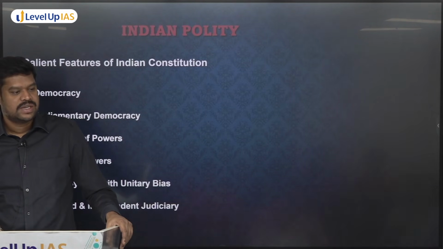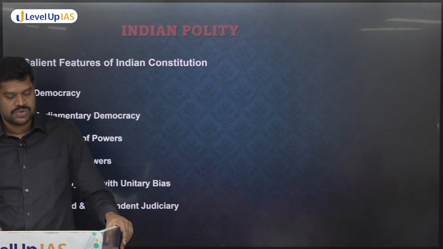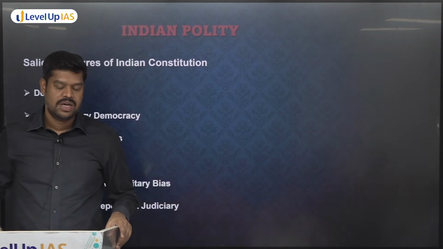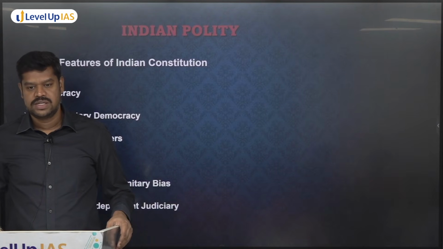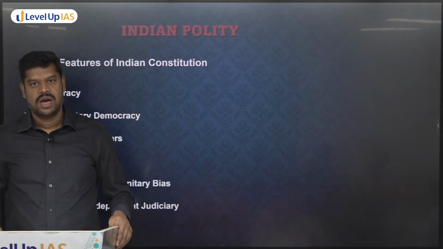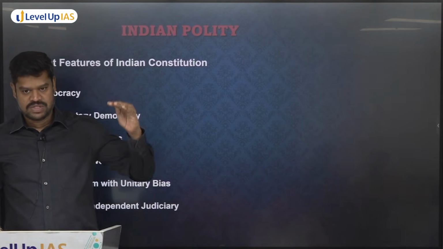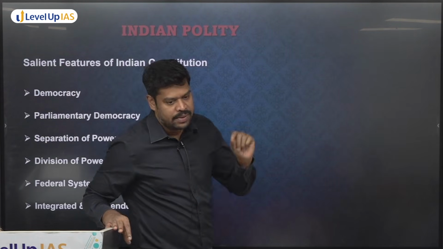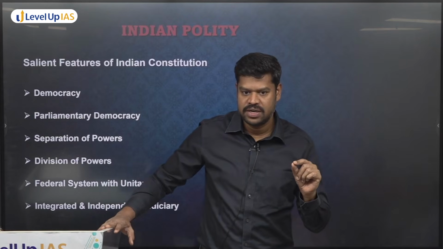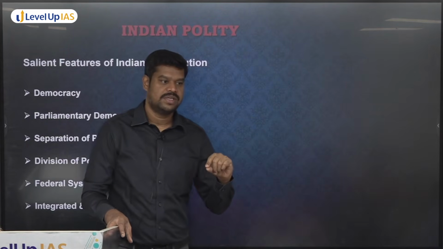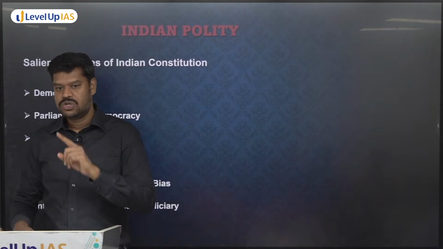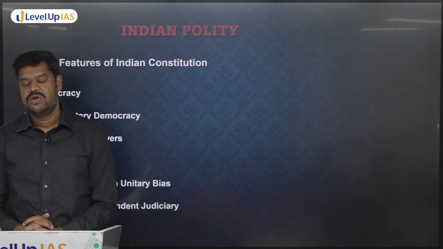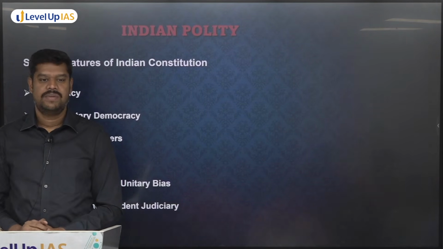Then we went on to understand some of the salient features of the constitution, and we have also understood the concept of constitutionalism. And then we have also understood the political science definition of state. And then we have also understood some of the salient features. The first thing that you have understood is democracy. And in democracy, we have understood that in case of India, it is an indirect democracy or a representative democracy. And then we also tried to understand the concept of parliamentary democracy. Can anyone tell me what is the very essence of parliamentary democracy?